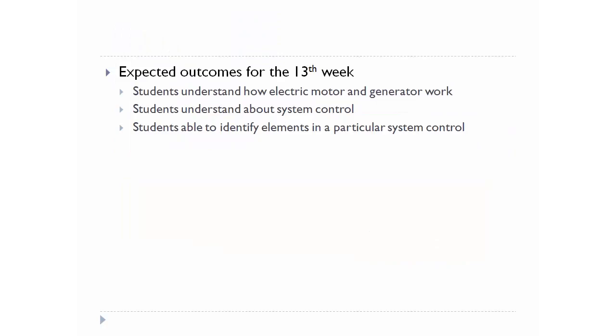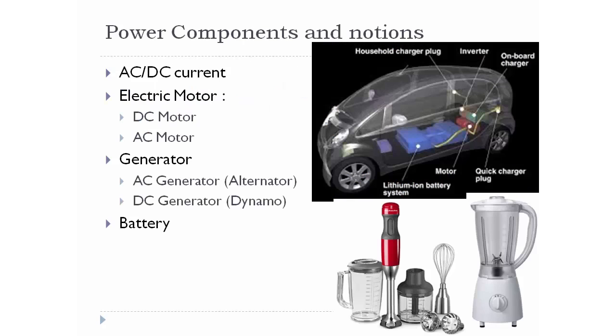As usual, we start off with the expected outcomes of this week. The first one is that students understand how electric motors and generators work. Students understand system control, and students are able to identify the elements in a particular system control.